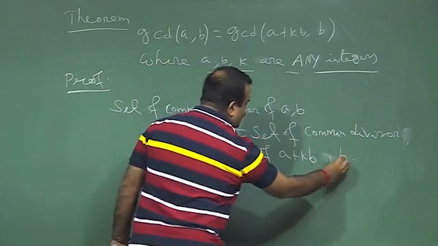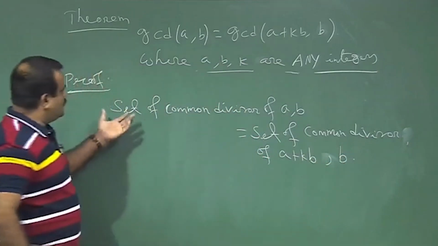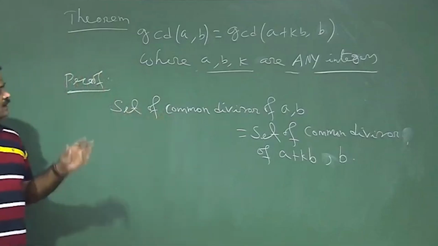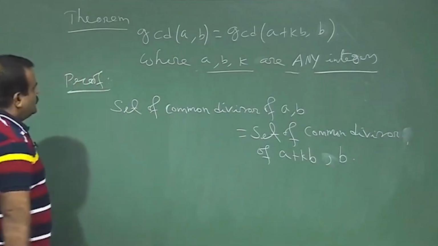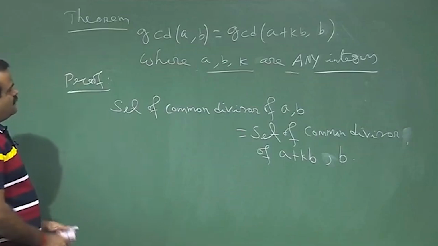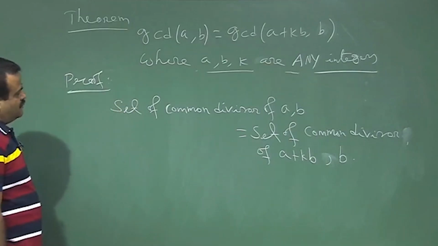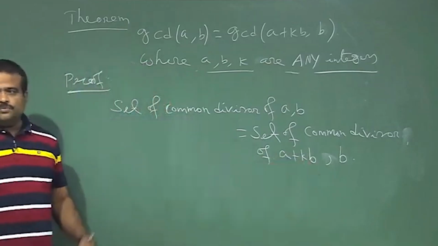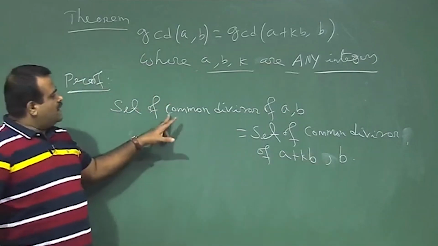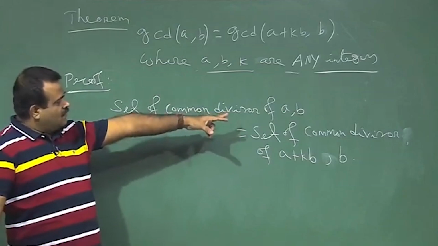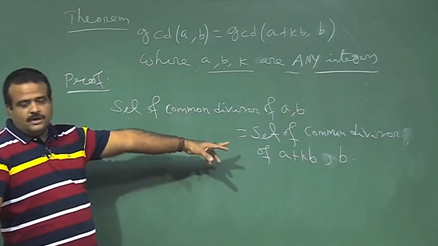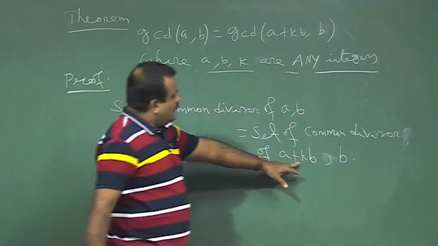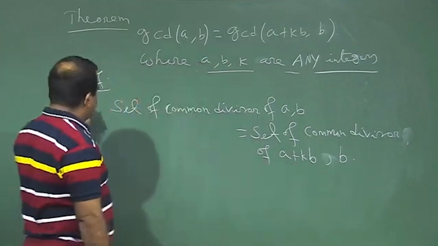if we can prove that, then we are done, because then we can take the maximum of that set, I mean the GCD. So, we are going to prove this, the set of common divisors of A, B is the same as the set of common divisors of A plus KB comma B. So, that means to prove this, what do we need to show? We take a common divisor of A, B. So, that will show it is a common divisor of A plus KB. So, let us take that.